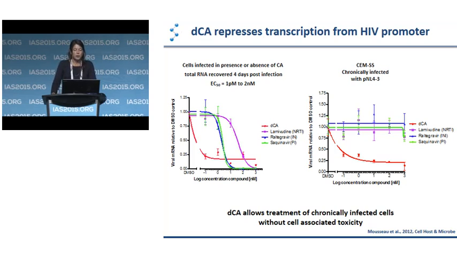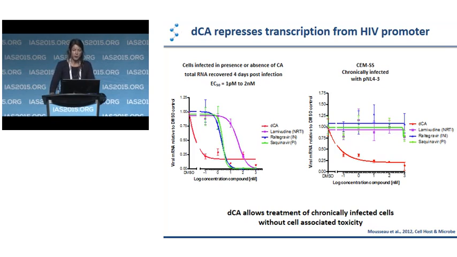So now we wondered if the latency mediated by this compound could withstand a reactivation event. So we activated the cells with a combination of PMA and ionomycin, which activates the PKC pathway, and we readily were able to activate the control cells, but we could not activate cells that were in this DCA-mediated latency.